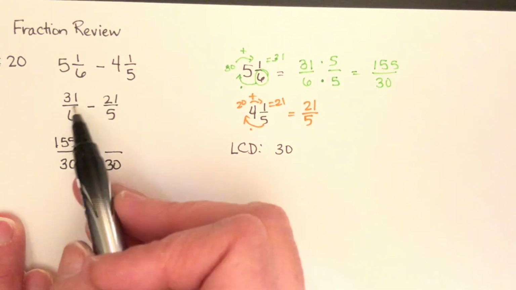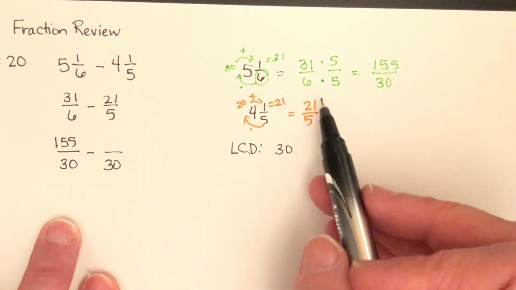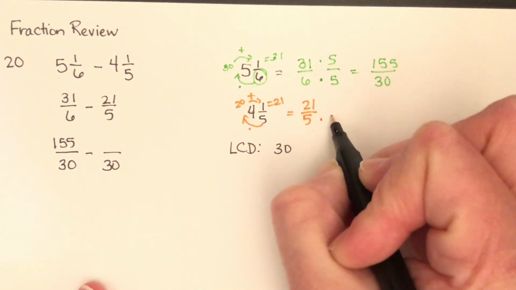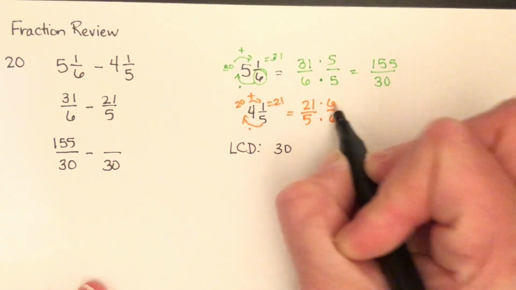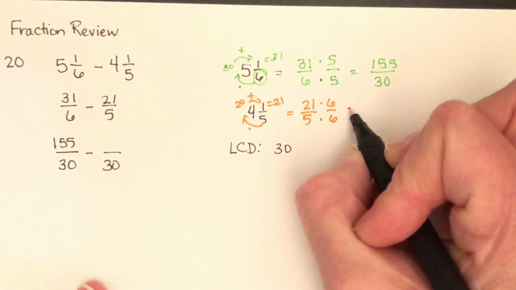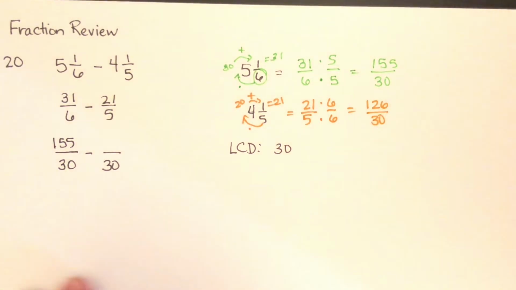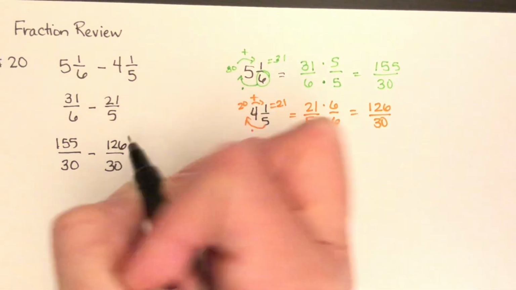That's the same thing as 31 over 6, minus, now I need to do the same type of thing with 21 over 5. I need to change this into a 30 in the bottom, so I multiply that by 6. So I need to multiply 21 by 6 as well. 21 times 6 is 126 over 30. So this is 126.